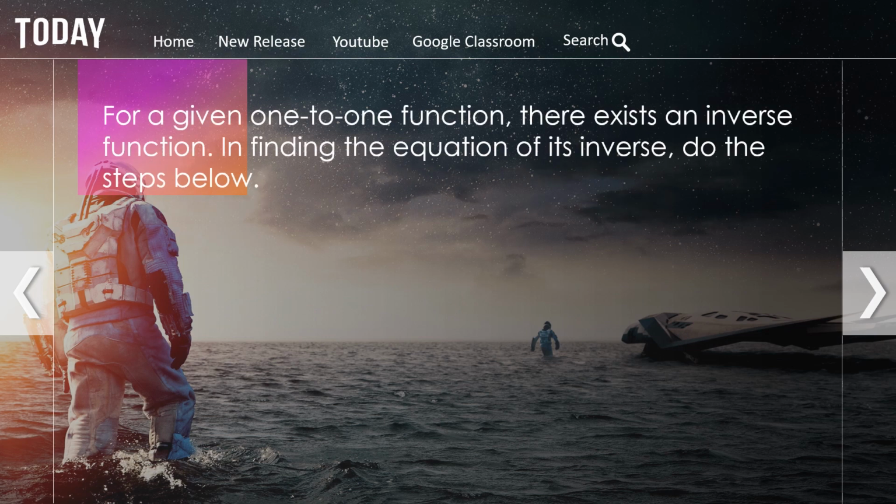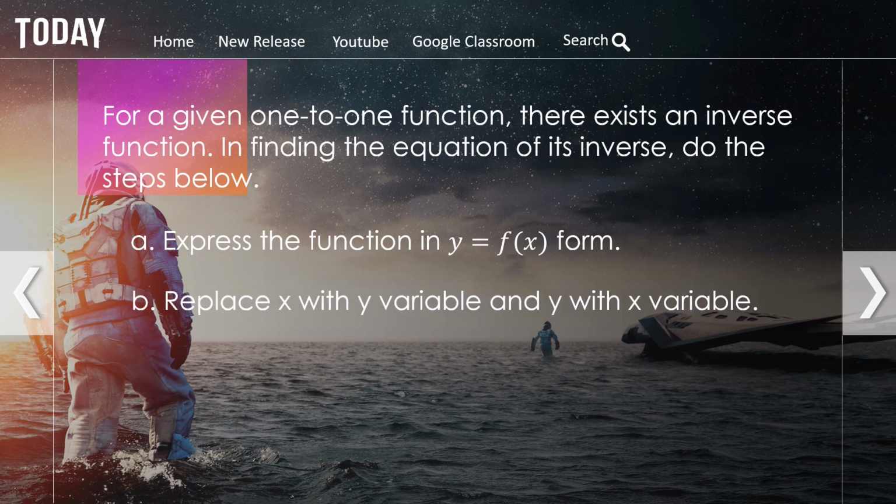For a given one-to-one function, there exists an inverse function. In finding the equation of its inverse, do the following steps. The first one is express the function in y is equal to f of x form. Second one, replace x with y variable and y with x variable. And the last one is solve y in terms of x variable.